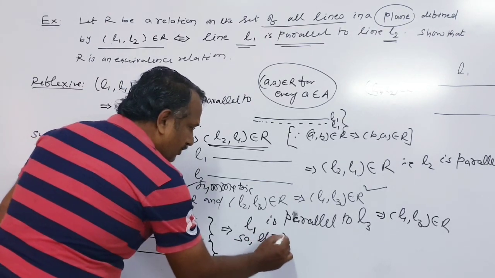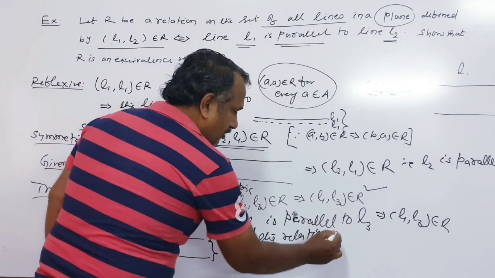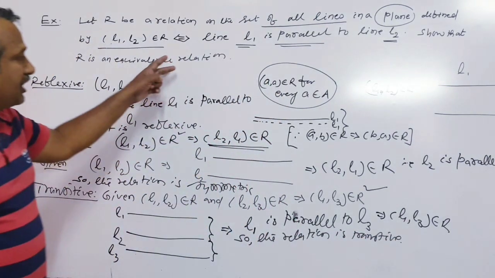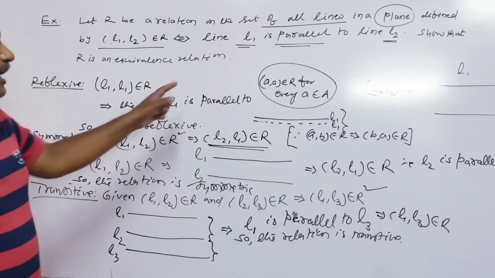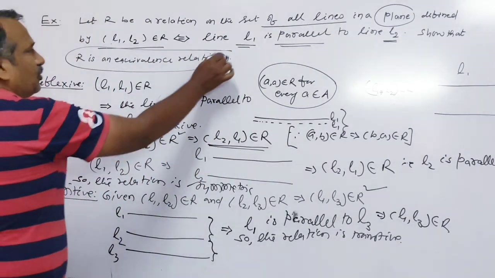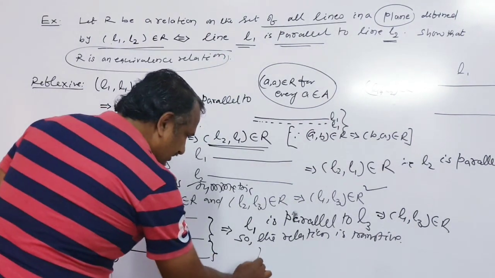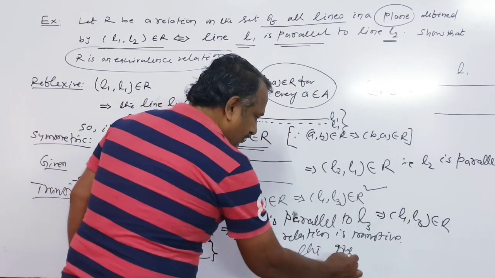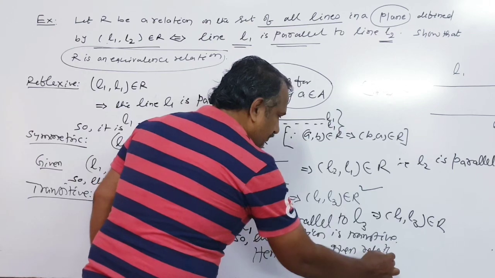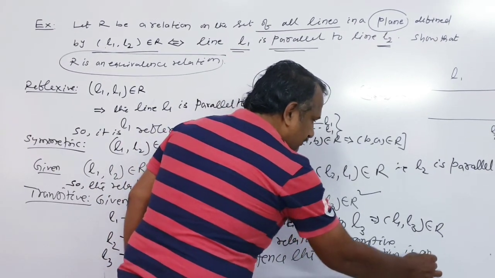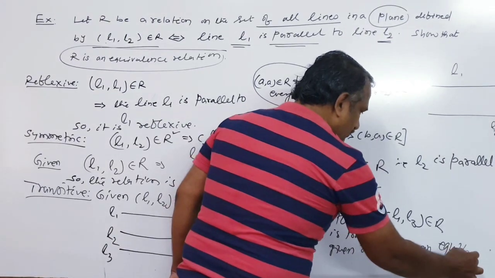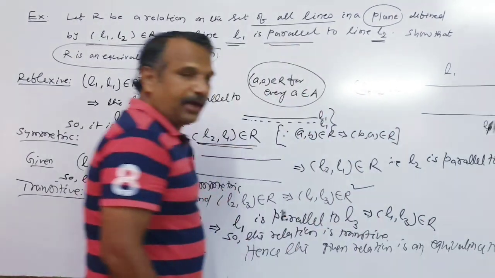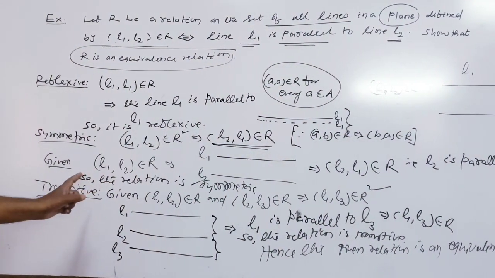So the relation is transitive. So all three properties are satisfied. That means the relation is an equivalence relation. Okay, right? Hence the given relation is an equivalence relation. Do you understand the example problem?